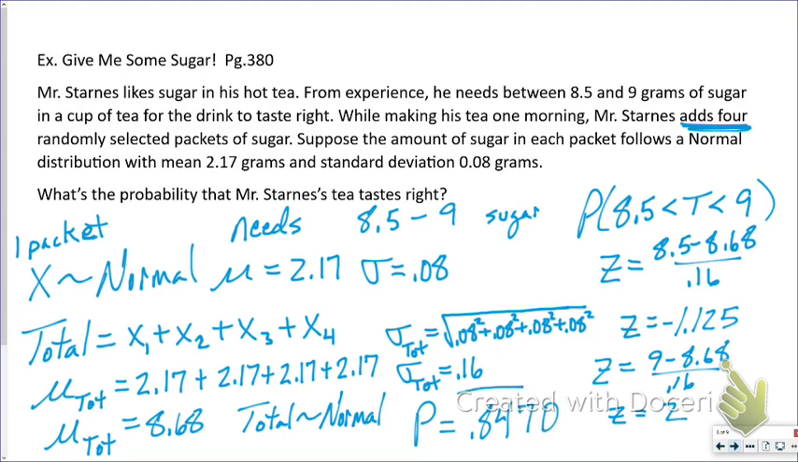0.8470. Very likely that Mr. Starnes' tea is going to taste right.